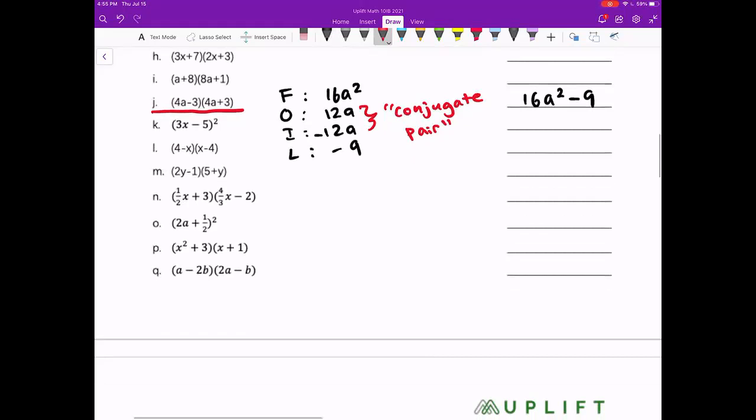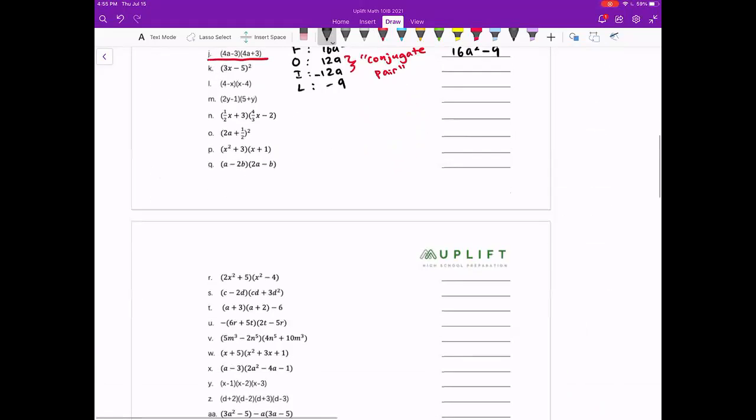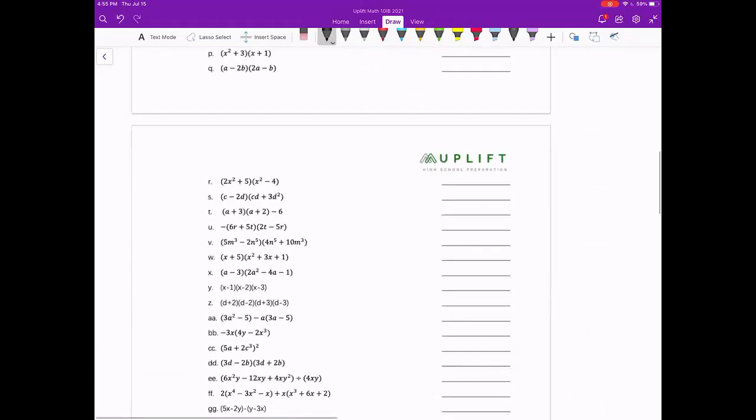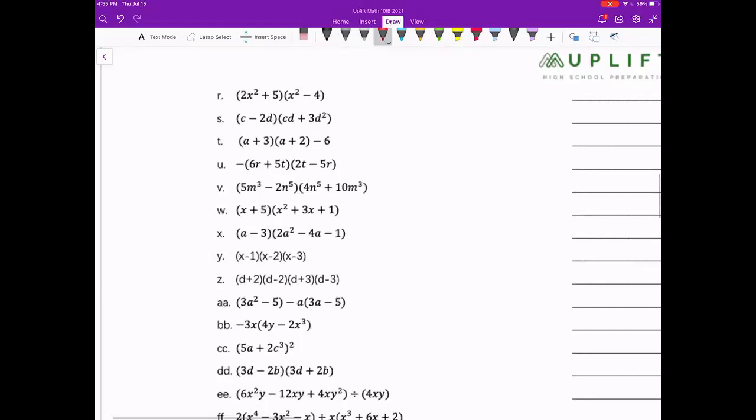What's another one we should do? You choose. Okay. Should we do one where it's a binomial multiplied by a trinomial? Oh yeah, sure. Actually, should we do this one together as well? Yeah, we should probably do it together, because we didn't teach this. Okay.